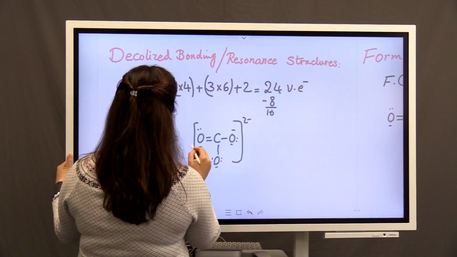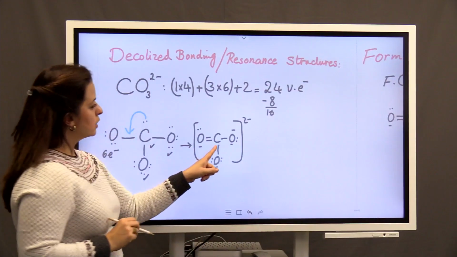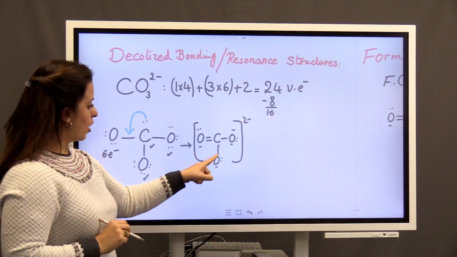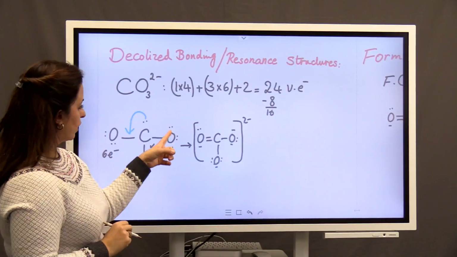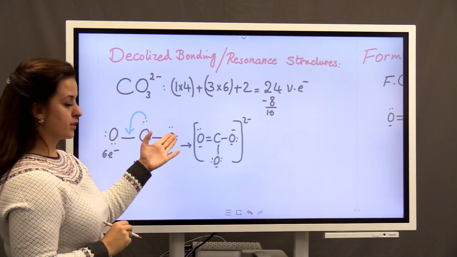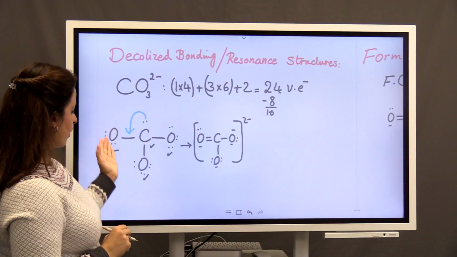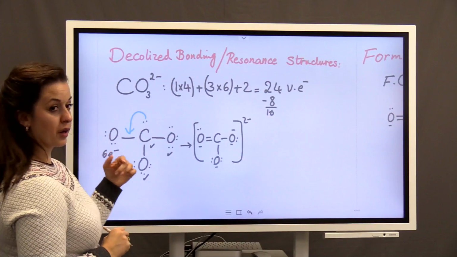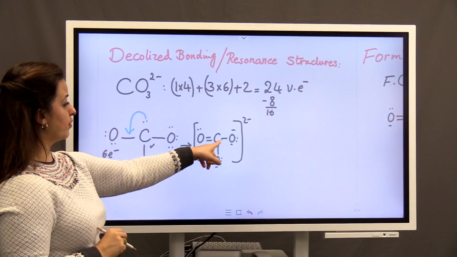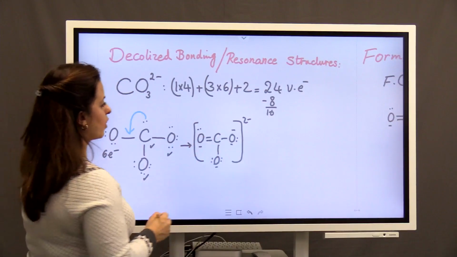So, do you see any difference between these oxygens? No. Seems like you could have started completing the octet from any of these oxygens. I started from here, but you could have started from here or here. So a double bond can form between any of these oxygens and carbon.